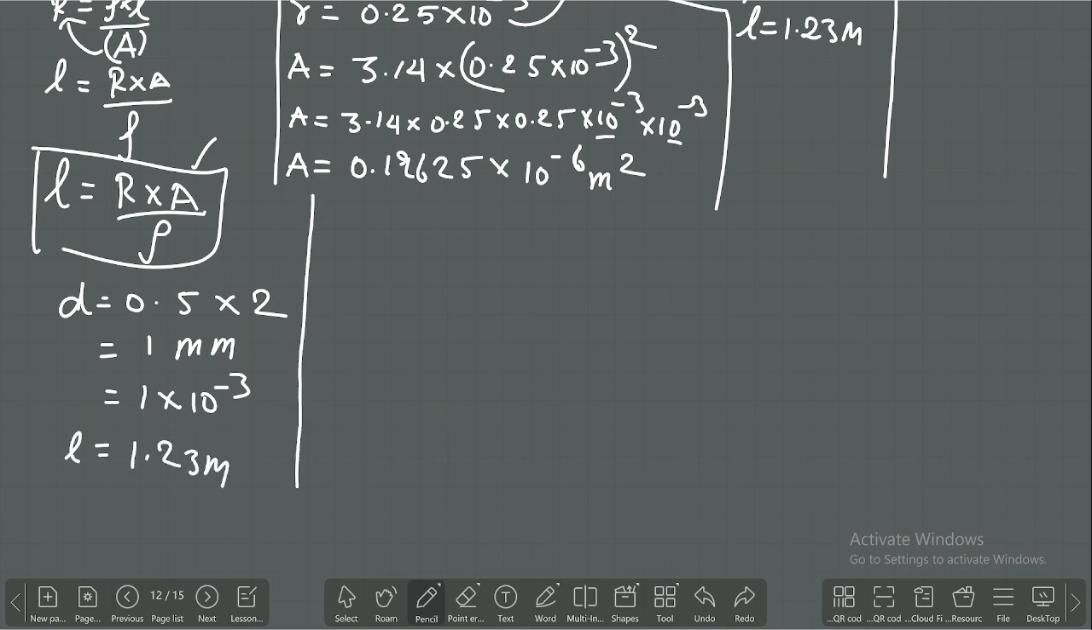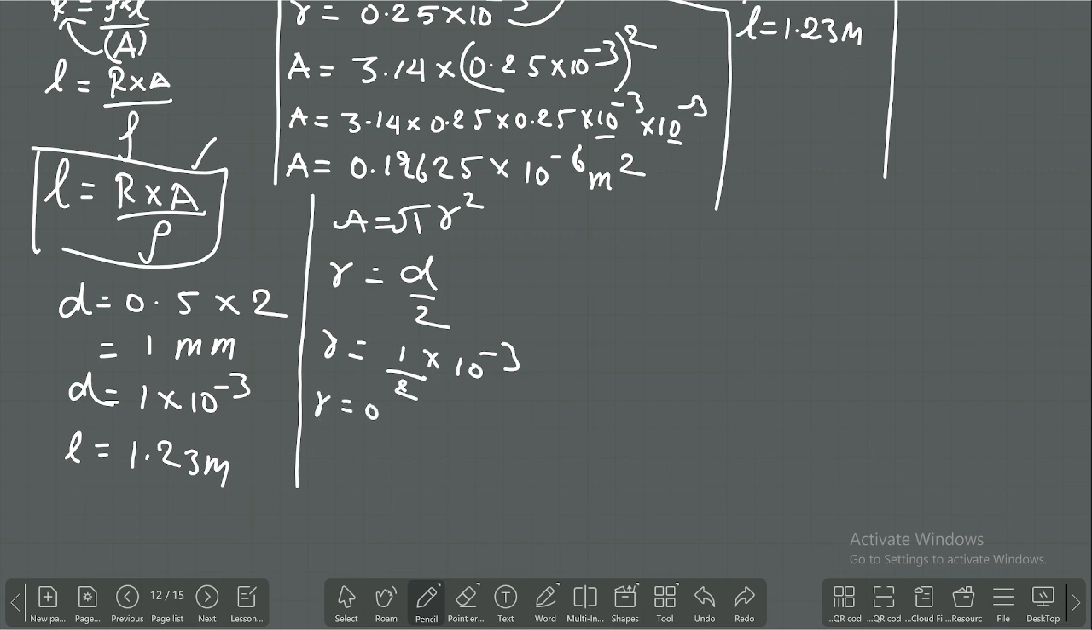The same steps continue in order to calculate the area of cross section. So A is equal to pi R square. So R is equal to D by 2. What is the value of D? 1 into 10 to the power of minus 3 by 2. 1 by 2 is nothing but 0.5 into 10 to the power of minus 3. Now substitute this value over here.